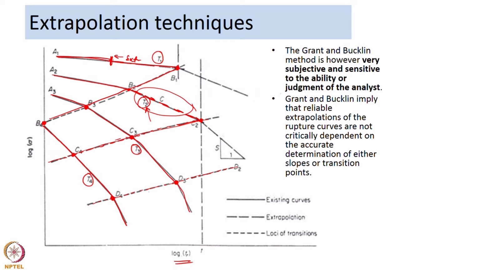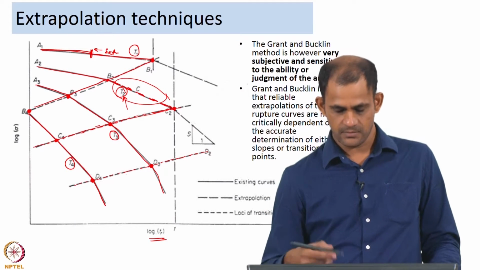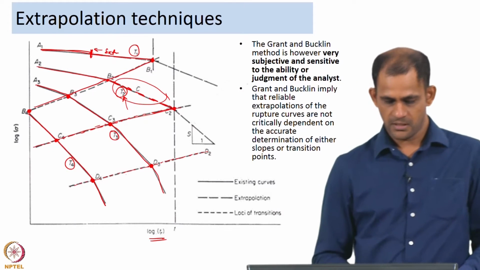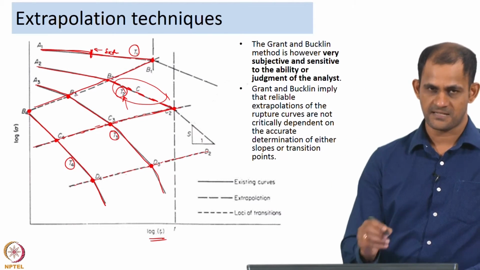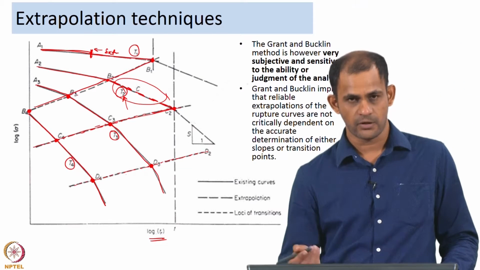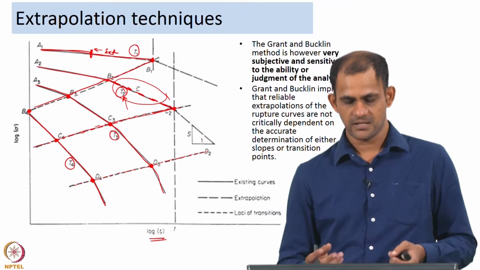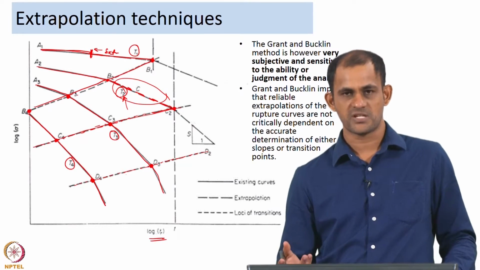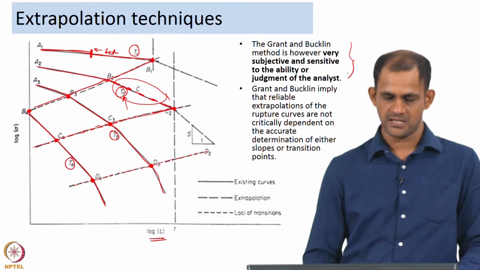They said you can use the loci of transitions for connecting different segments and extrapolating different segments. Now, obviously this process is very subjective, because what one person may consider a transition point, another person may not. So, it depends on who is doing this exercise. Basically it depends on the judgment of the analyst. That is one criticism against this approach.